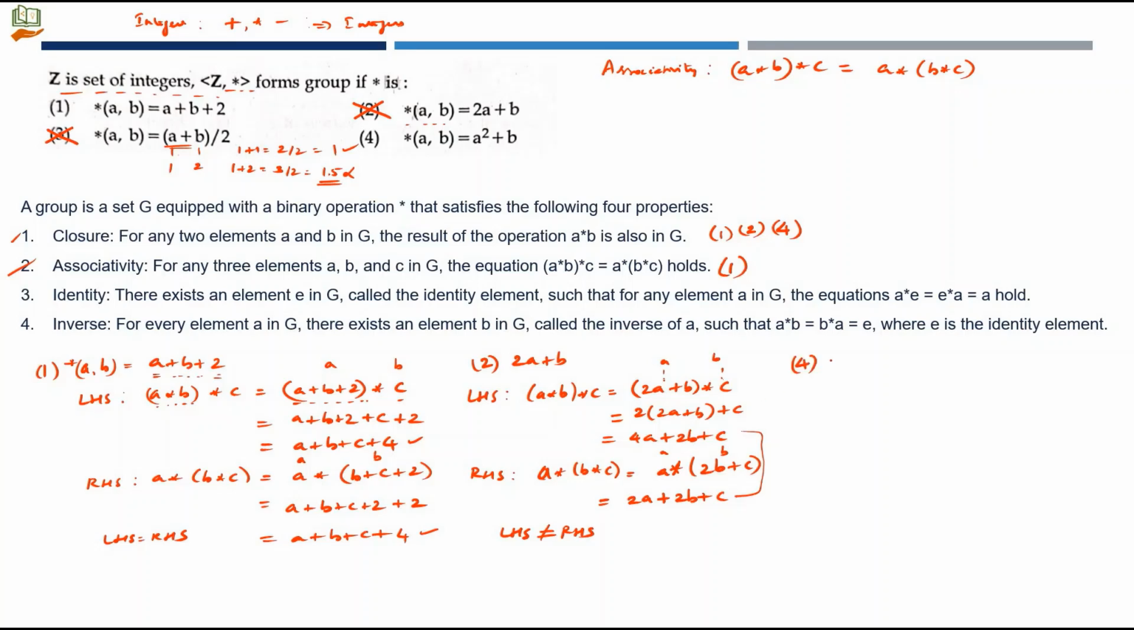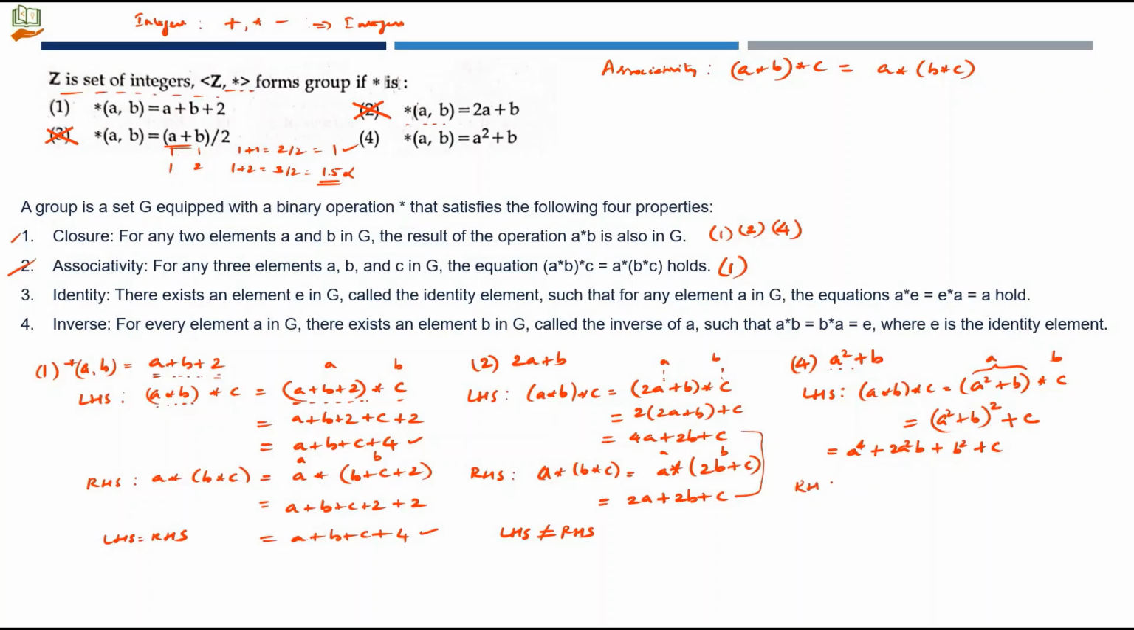Let's check the fourth option. This is A square plus B. Let's take the left hand side, (A into B) into C, which is equal to (A square plus B) into C. This is A and this is B now. A square is (A square plus B) the whole square, plus B, and C is here. So instead of A, I am placing A square plus B. Since we have to square up A, I am just squaring up the full term together. A power 4 plus 2A square B plus B square, and this is C.